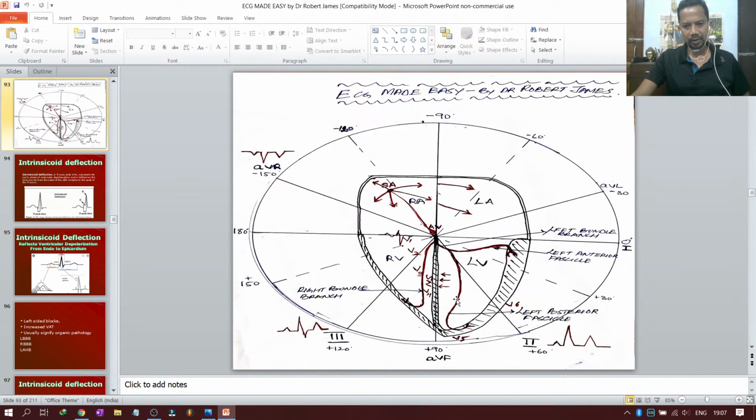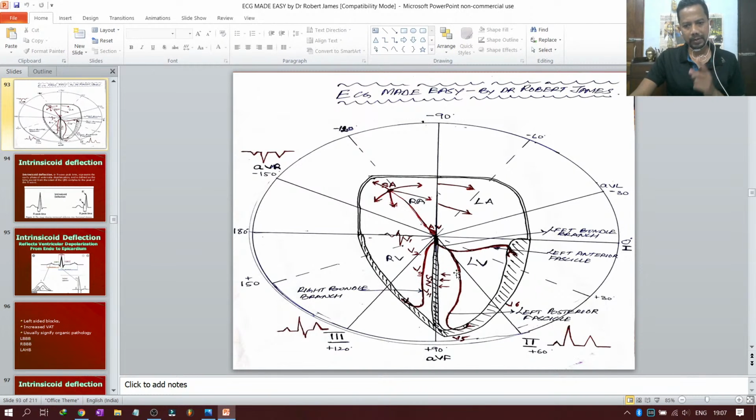Then LPFB block. This block is usually a diagnosis by exclusion, when you cannot find any other cause of right axis deviation. Now let us say the left posterior fascicle is blocked, so the left anterior fascicle will stimulate the ventricles like this. So lead AVF becomes positive, and lead 1 becomes negative, giving a right axis deviation quadrant.